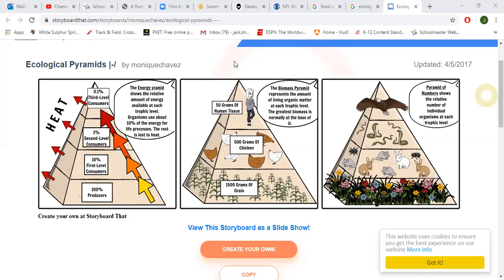Now, does anybody have any questions? You can unmute yourself to ask a question. All right, I'm going to stop sharing my screen then. Okay, so are there any questions at all about the pyramids, the food webs, food chains? Okay, that's pretty much everything you're going to need to know about the first objective, all right?